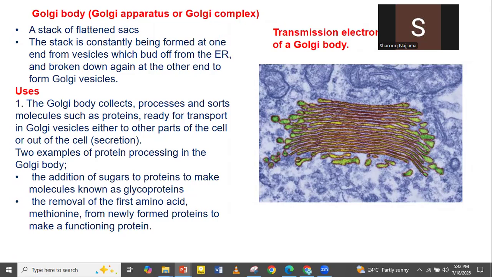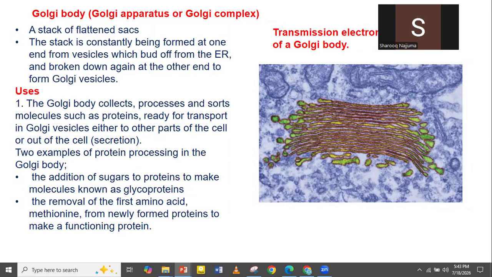So what are the uses of the Golgi body? Number one, it collects those proteins from the vesicles which came from the RER, processes them, and sorts them so that they are ready for transport. And how are they transported away from the Golgi body? They are also transported in the form of vesicles. So you may hear someone talking about Golgi vesicles. Those are simply vesicles that are coming off the Golgi body. Those vesicles can be used in secretion.